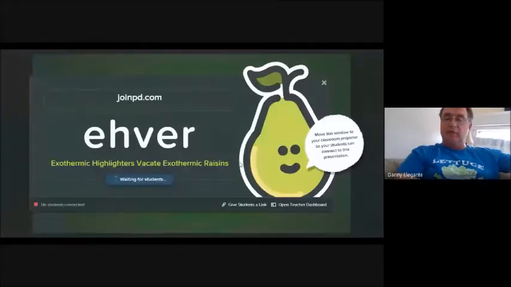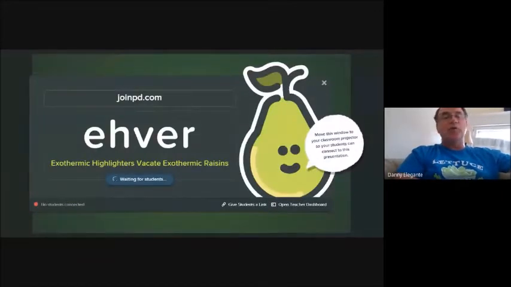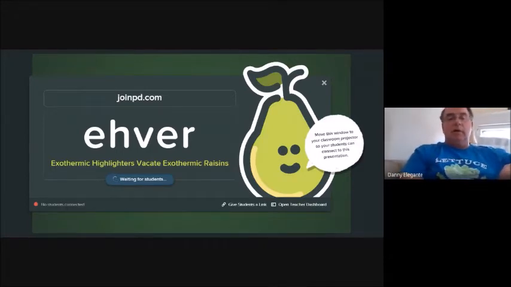A little bit of AP chemistry for you. So what you're going to see right now is that there should be a Pear Deck join code for you. While you're on your computer, go to joinpd.com, and it'll ask you for a code. Just type in the code that you see on your screen.